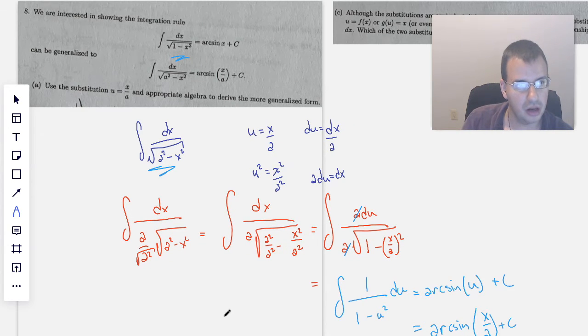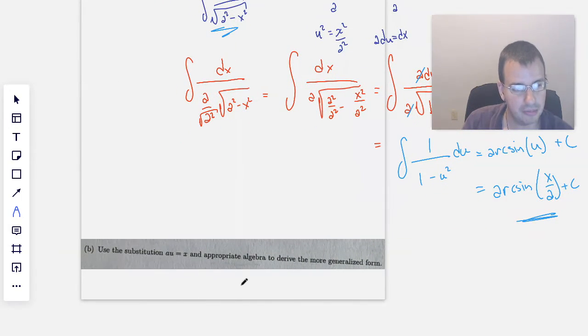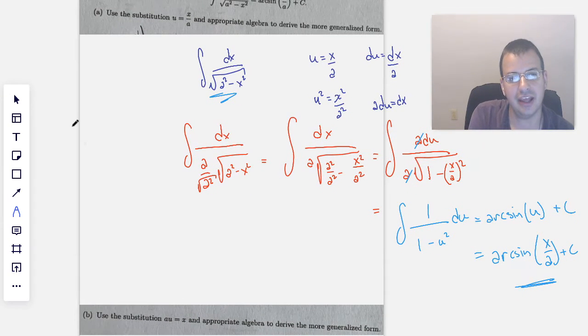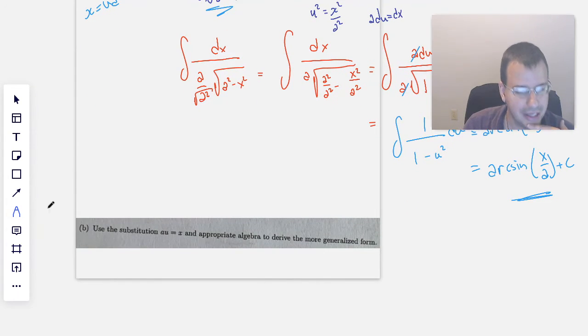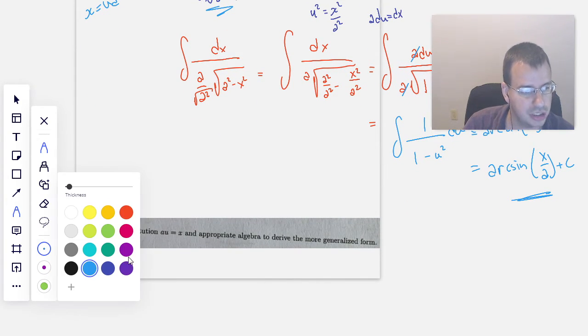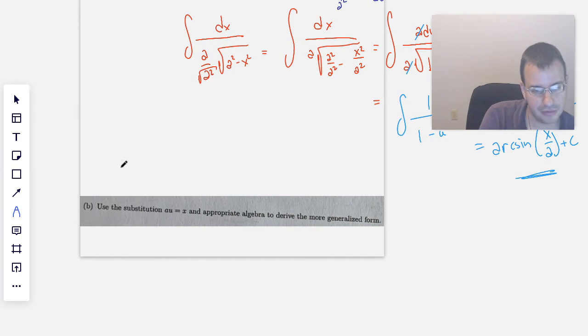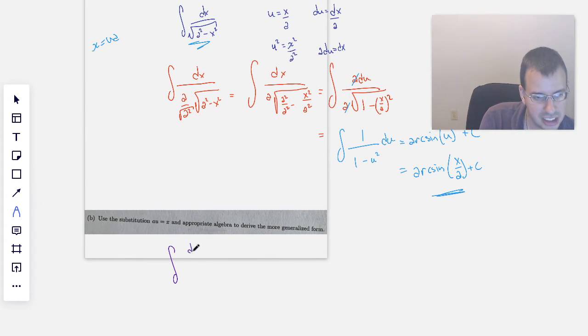So now we're going to do the same thing, but we're going to now use the substitution x equals a u. So if you look back up here, we used u equals x over a. Now we basically just multiply both sides by a, algebra, x equals ua. So this is the way I normally do it, and pretty much the way that I've always seen it done. So this is going to be the more common way of approaching this. So we have an integral, let's make sure I get this right, dx over the square root of a squared minus x squared.